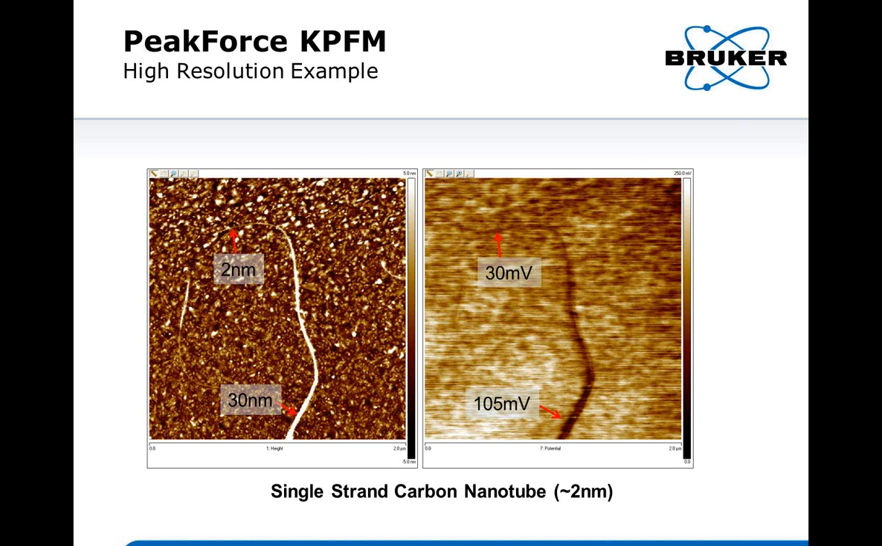So can we really see that accurately? Now, if you look at the carbon nanotube bundle, the difference is 105 millivolts. What it says is, although we can resolve very small features, we cannot resolve 2 nanometer features accurately. So that's a difference between resolving something, and resolving the difference, and resolving the difference accurately.